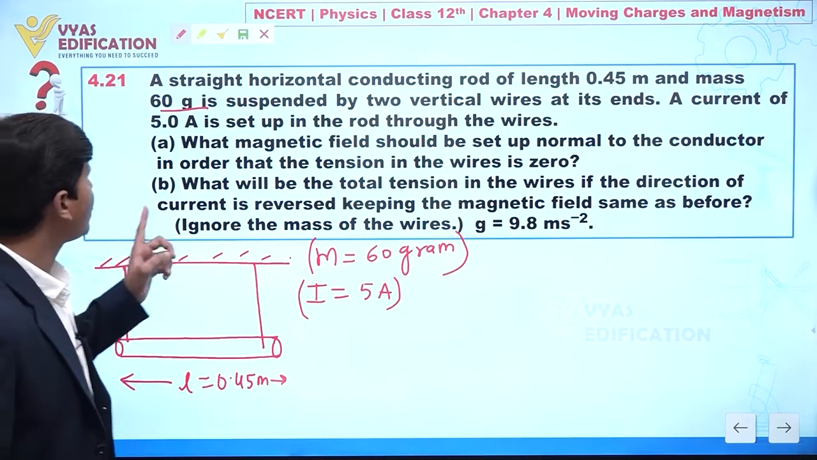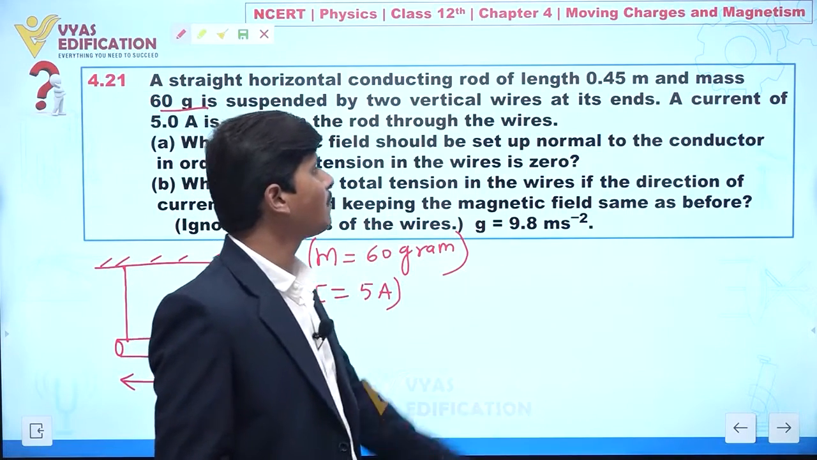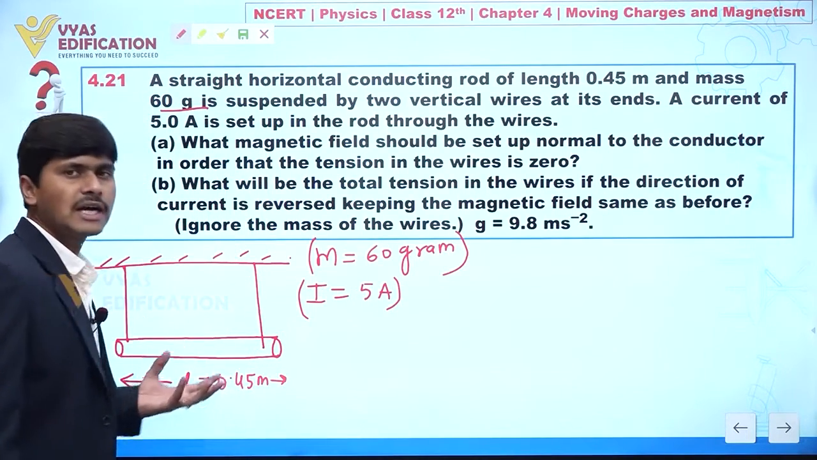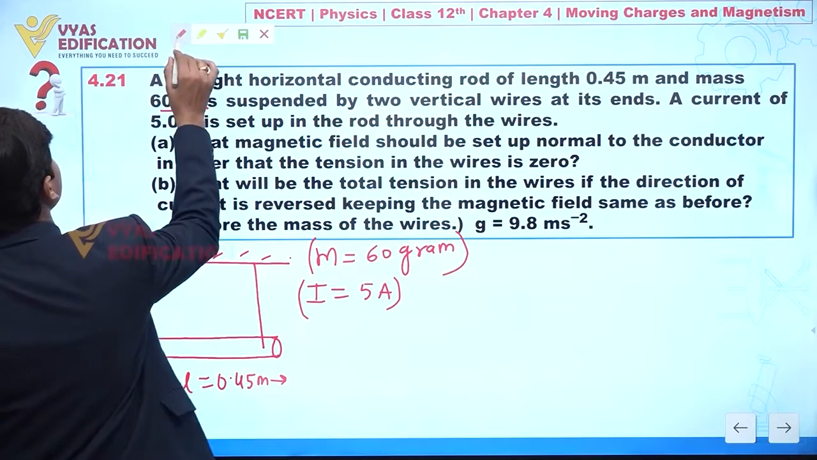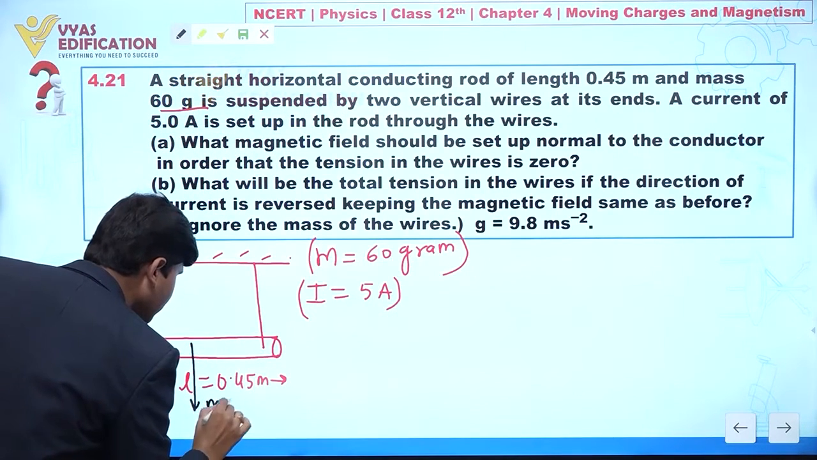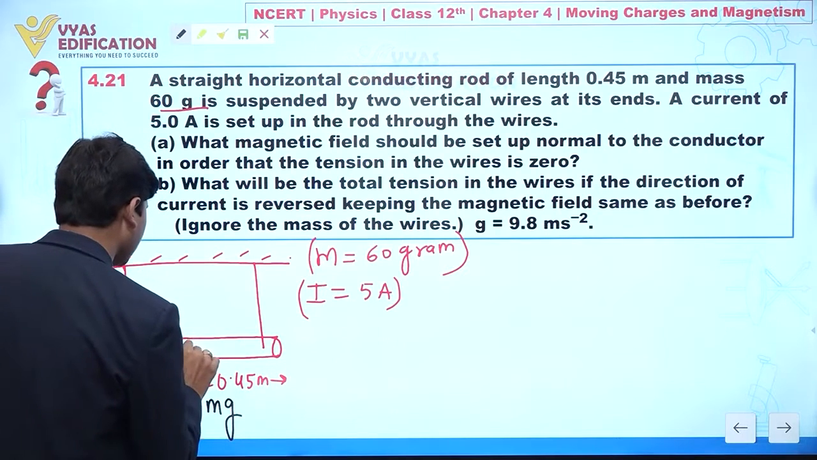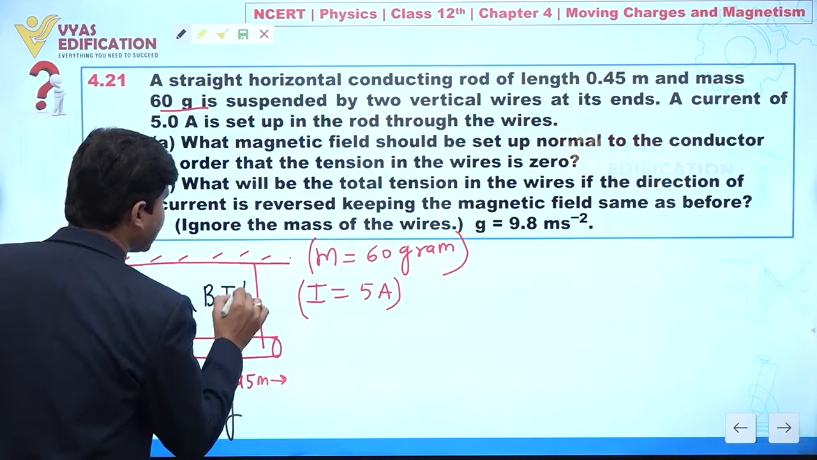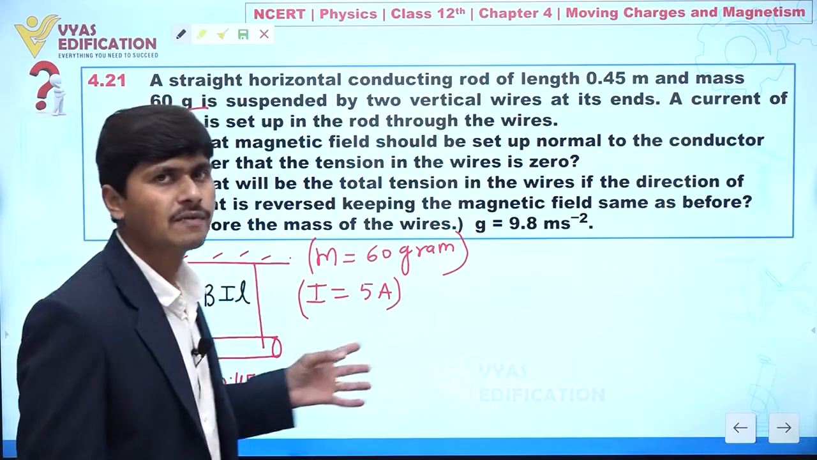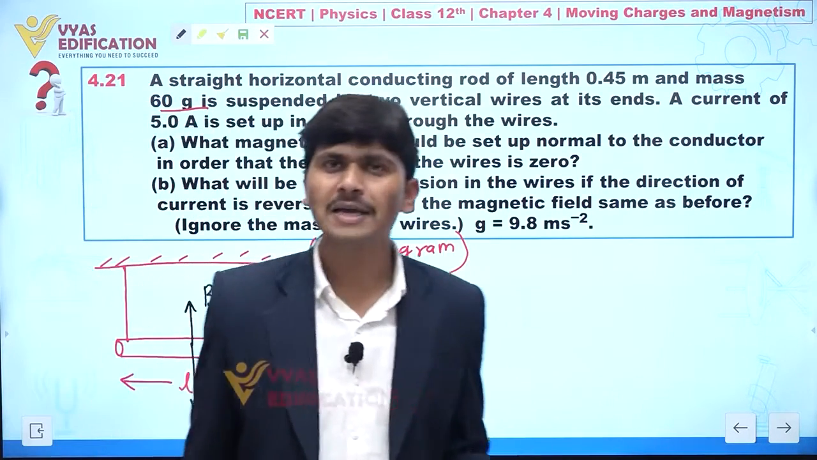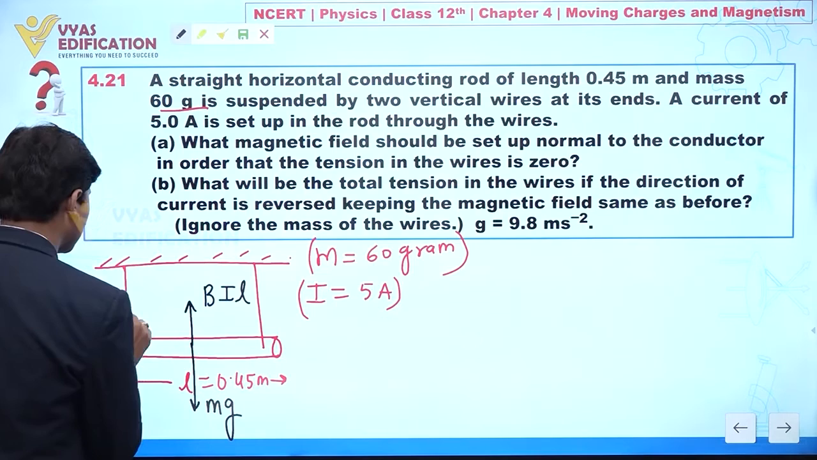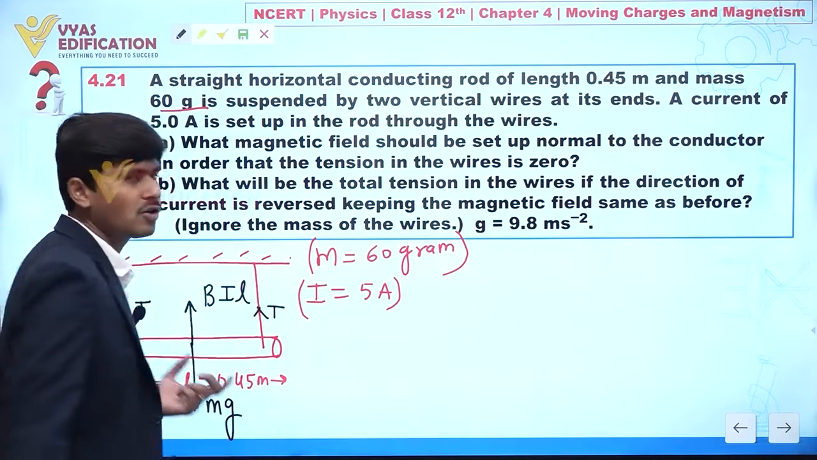Now in the first part it is asked what magnetic field we should set up normal to the conductor so that the tension in the wires becomes 0. Let us try to understand the different forces acting on this rod. Here a force mg is acting, and a force BIL is acting. If we apply a magnetic field, the magnetic force should act in a vertical upward direction.